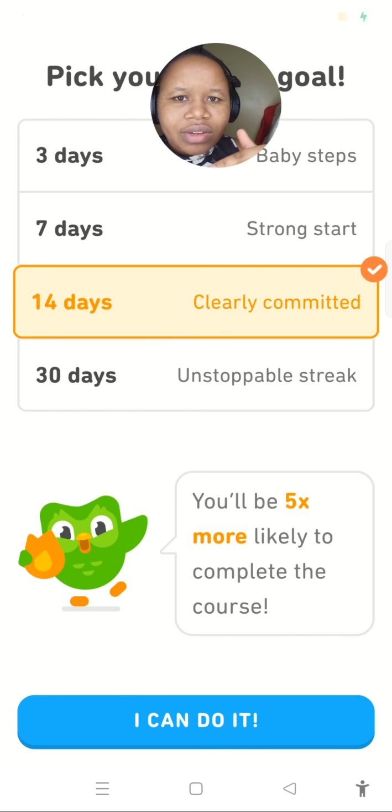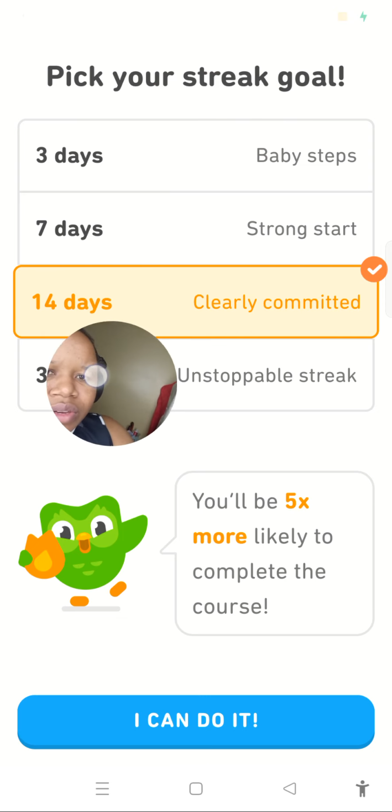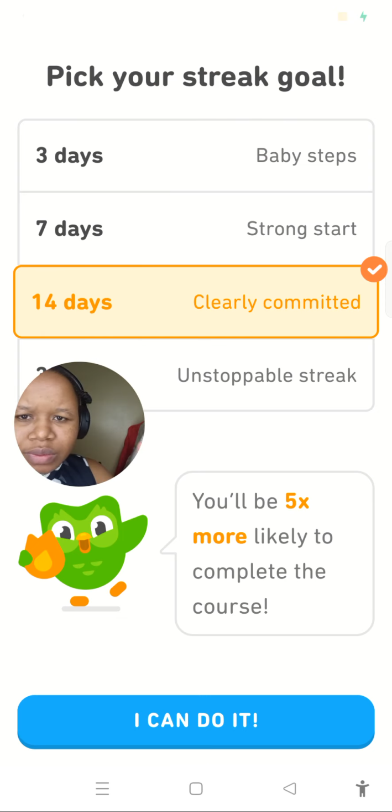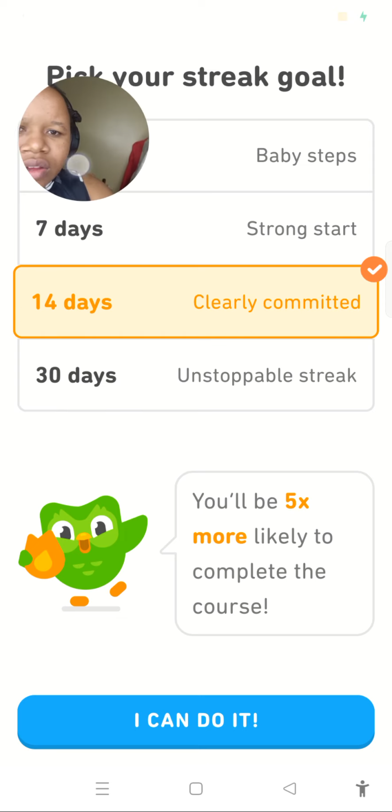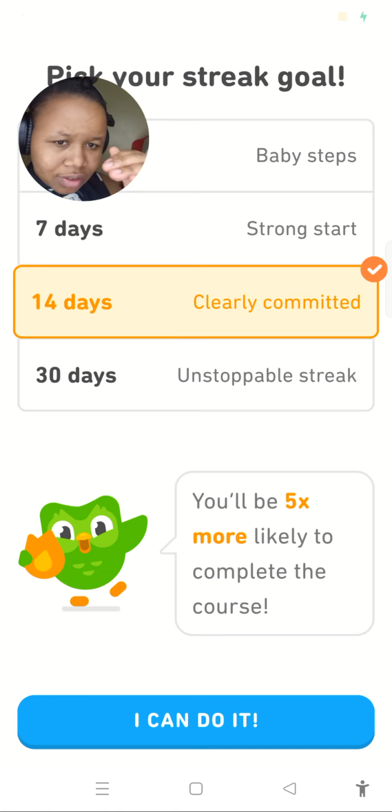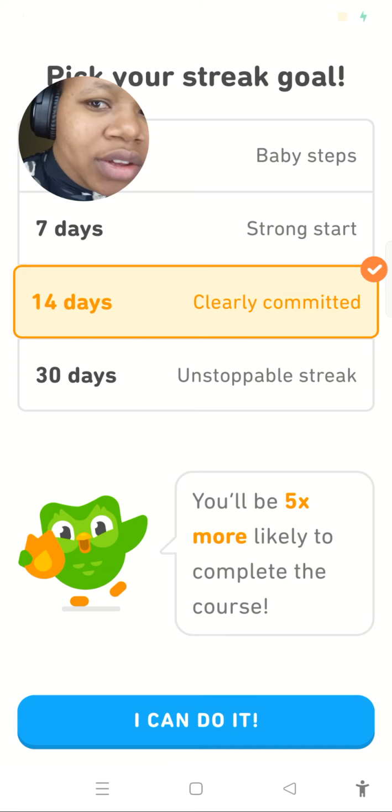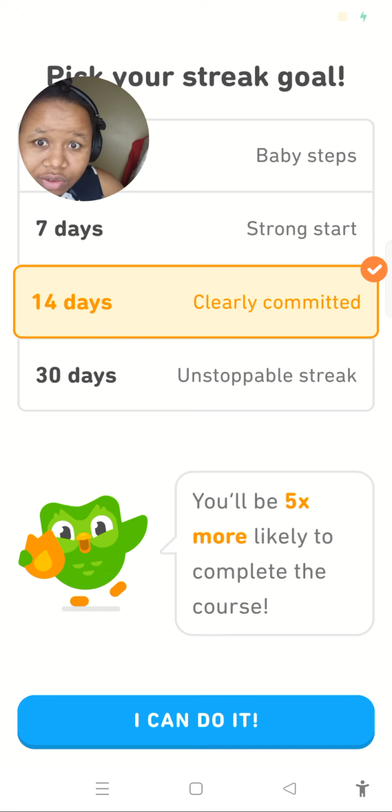Then you can pick a goal, stay committed. You can either choose baby steps to 3 days or 7 days, strong start, or 14 days. 14 days means you're clearly committed. And if you do this for 30 days, then you're unstoppable. It's hard to stop doing it unless you get bored. People get bored, I've heard of that, but it's rare, especially if you're competing. I'll show you another thing why people stay on Duolingo.